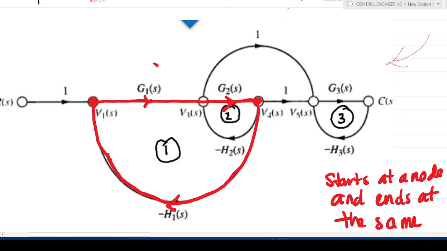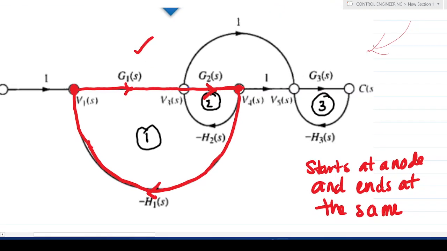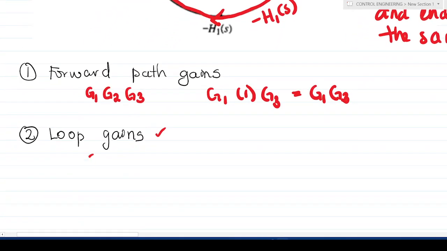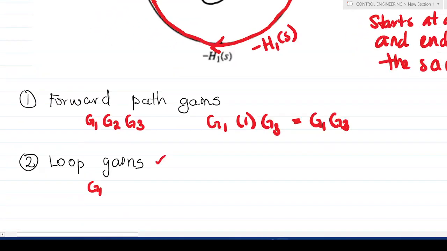So this is one loop gain. Remember in the definition I said loop gain is the product of branch gains. So the product is G1 times G2, also pass G2 as well, times this minus H1. So we're going to write that out under our loop gains: G1, G2, and minus H1. We can also just write this as minus G1 G2 H1.